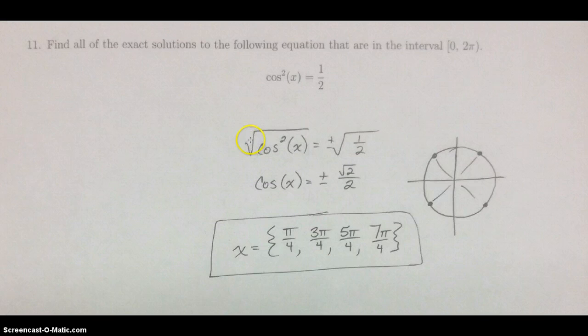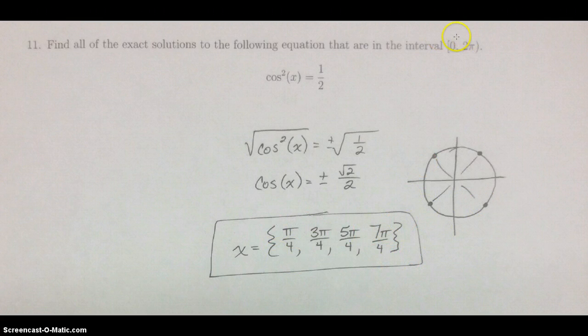Okay, this one here, we take the square root of both sides, remembering that we do have plus or minus, so when we work that out, we get plus or minus square root of 2/2. In other words, the x coordinate on the unit circle is either positive square root of 2/2, which would be these 2 points, or negative square root of 2/2, which would be these 2 points. So writing those all out, we get these 4.